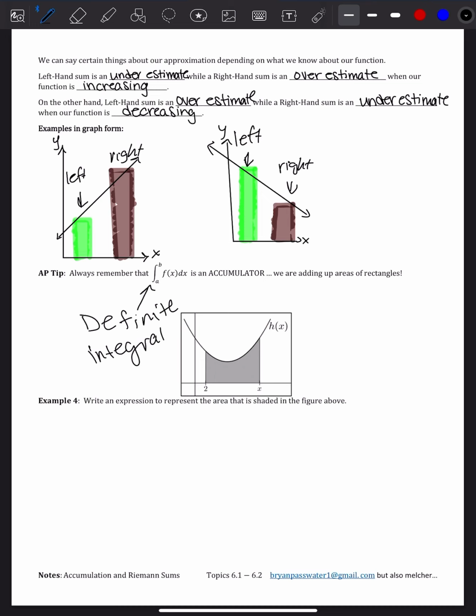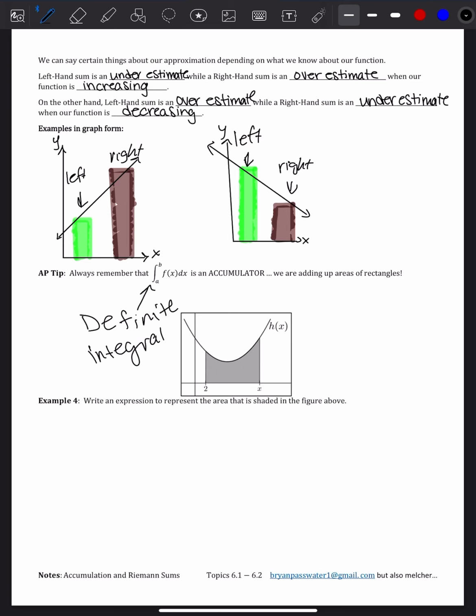We can also call this the accumulator function, because we're adding up those rectangles. So a and b are going to be our bounds, the starting and the ending. f of x is the function that we're dealing with, and dx is the variable we're going to be taking things with respect to.